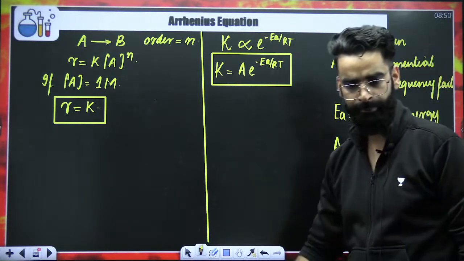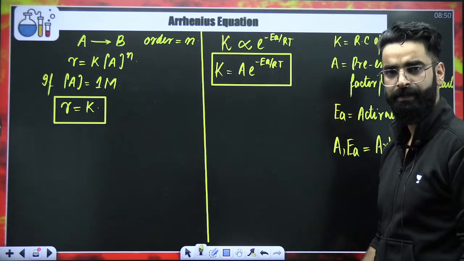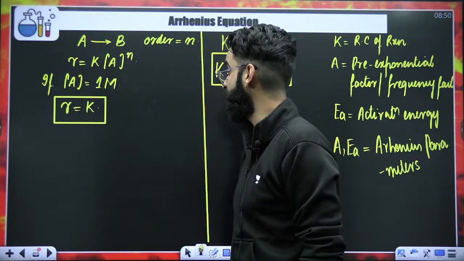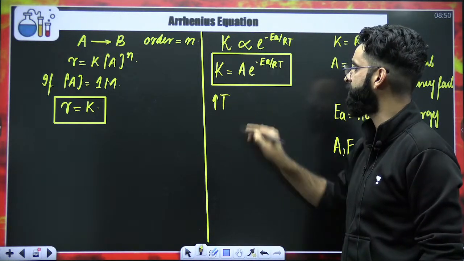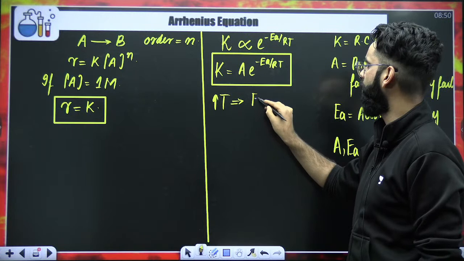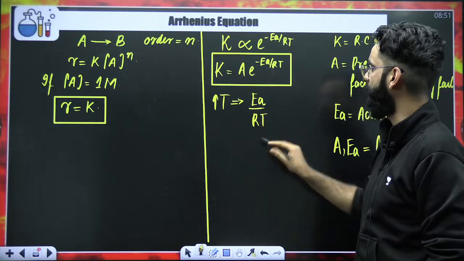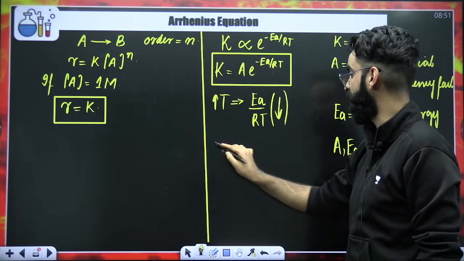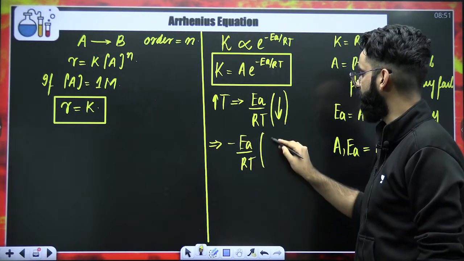Now, you tell me one thing. You have got a reaction A gives B, which is carried out at temperature T. Its rate constant is K. Now, if you increase the temperature of the reaction, tell me what will happen to the value of Ea divided by RT? If you increase the temperature, that means the denominator you are increasing, so this whole term will decrease. If this term is decreasing, that means minus Ea by RT, this whole term, will now increase.